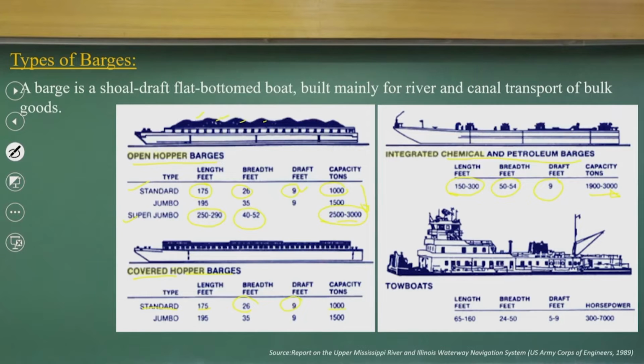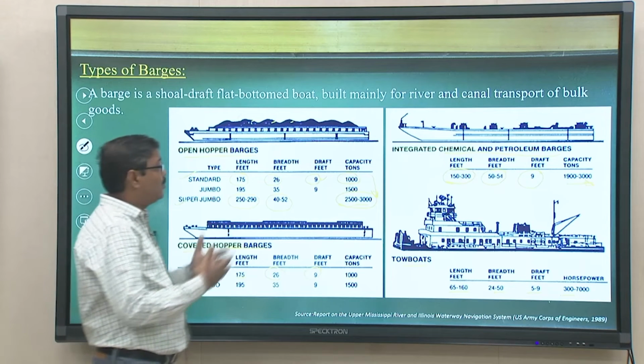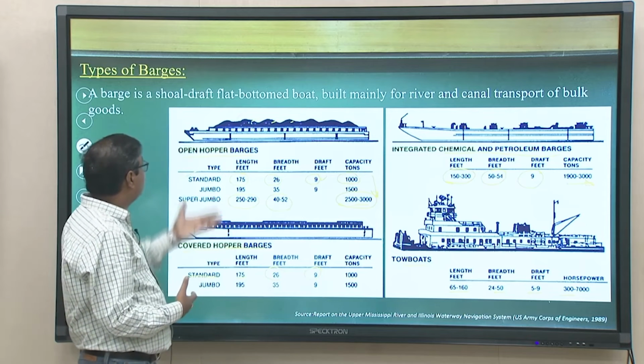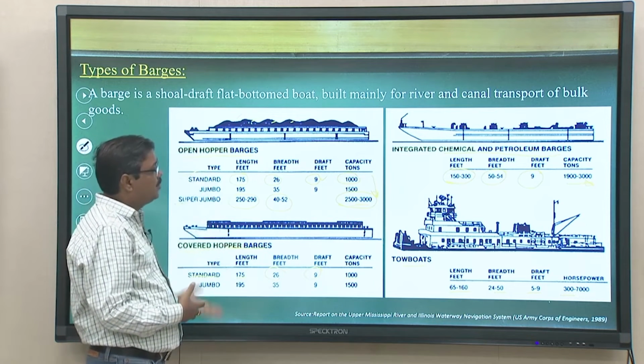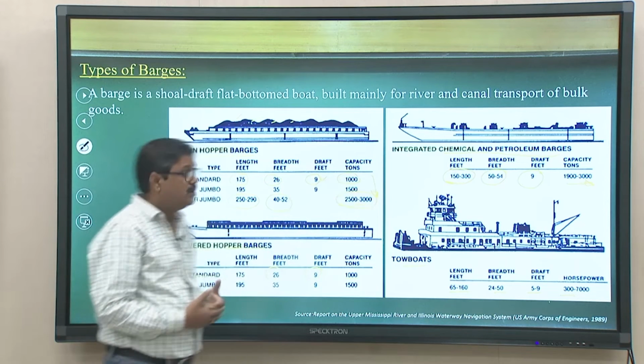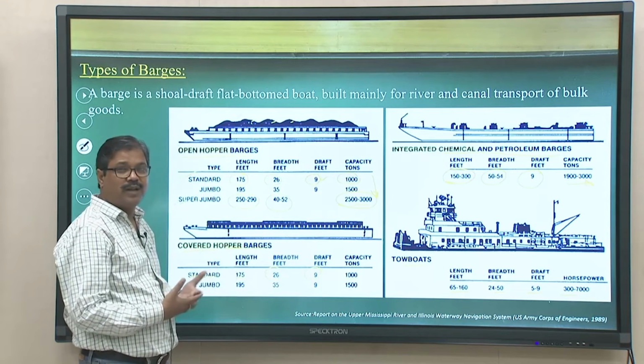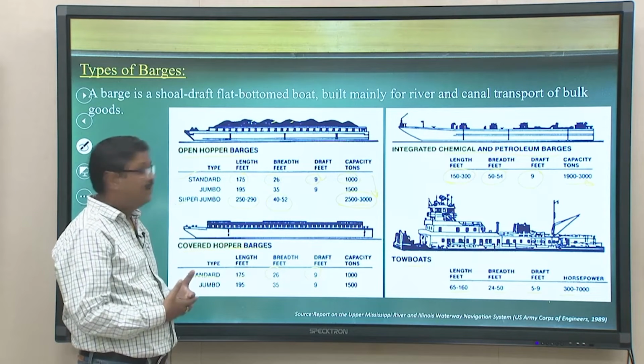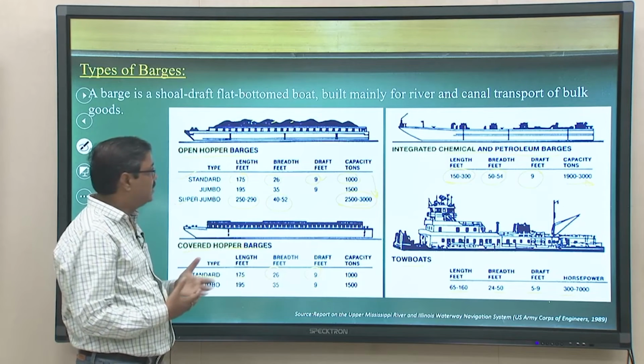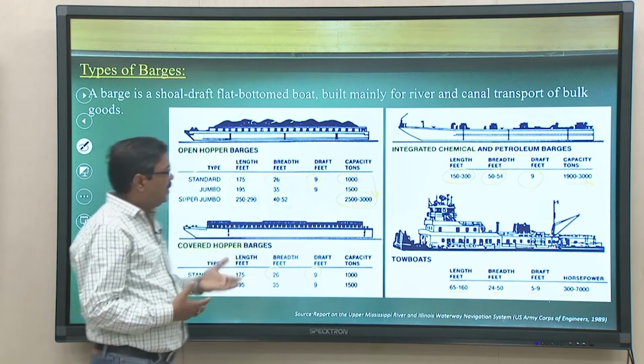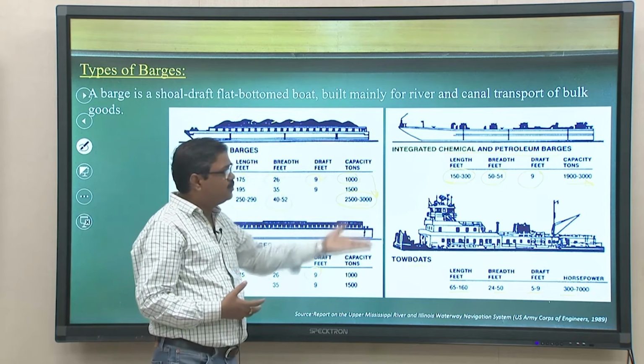And there are towboats, okay, which have a length, breadth, depth and horsepower needed. So, basically what I am saying is that there are different types of inland vessels, and depending upon our requirements, whether you need open or covered hoppers or integrated chemical and petroleum barges, you can have it. And it is a much more fuel efficient, environment friendly inland transport mechanism, and that is the way we can carry as much as 3000 tons.